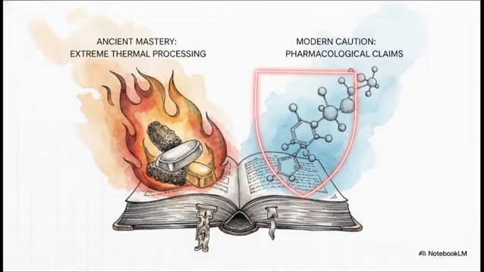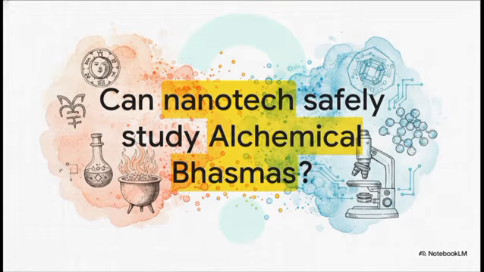But we have to draw a hard, clear line between chemical history and modern medicine. The pharmacological claims of ingesting heavy metals are unproven and incredibly dangerous by modern standards. While we completely reject the medical application today, these texts still remain highly significant for understanding the evolution of material science and ancient metallurgy. Which leaves us with one incredibly fascinating question for the future.